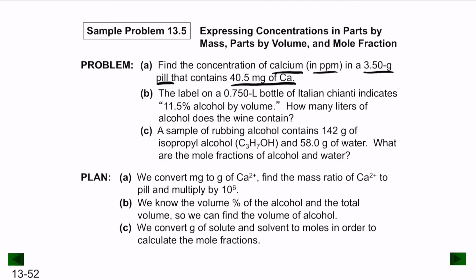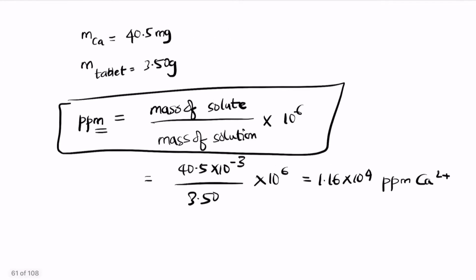Next, let's go into the next problem. Here the label on a 0.750 liter bottle of Italian Chianti indicates that it's 11.5% alcohol by volume. How many liters of alcohol does the wine contain? So this is percentage by volume. How would you calculate the volume percentage based on the problem that is given here?